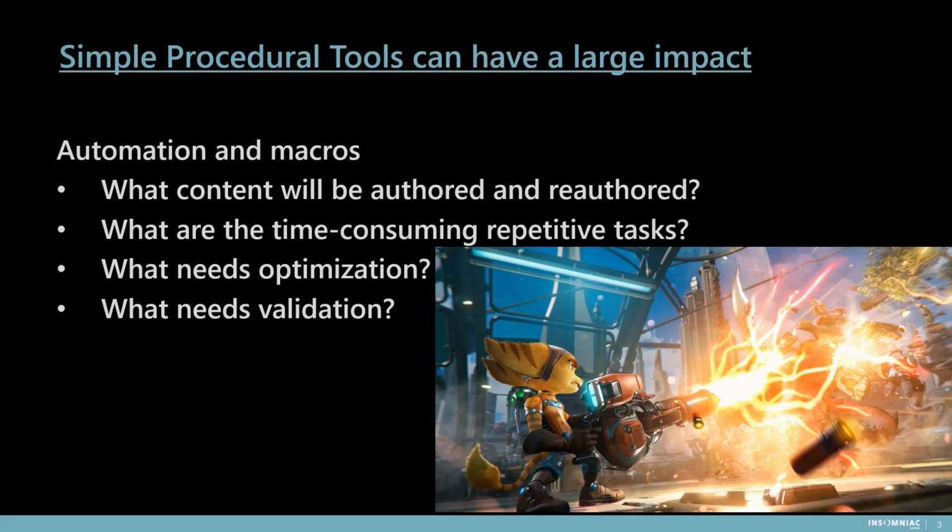The emphasis of my talk is that simple procedural tools can have a large impact on a project for many areas of production. So what could these simple tools be? You need to look at all the small tasks that people do from day to day. What content will be authored and re-authored? What are the time-consuming and repetitive or iterative tasks? Is there anything that needs optimization or validation that can be defined systematically? Technical or not, all of those tasks are prime for procedural systems to do the busy work normally associated with them.